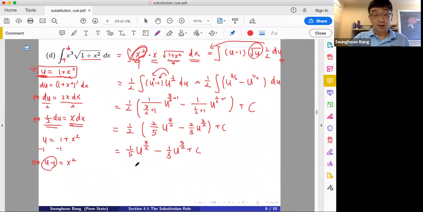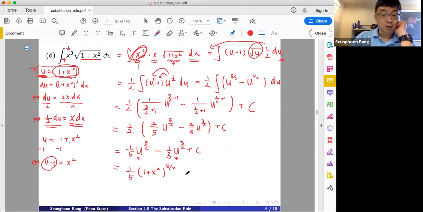Plus c. The last step, you can change back. What was u? It was 1 plus x squared. You can plug 1 plus x squared into u. So the final answer is 1 over 5 times 1 plus x squared to the power 5 over 2, minus 1/3 times 1 plus x squared to the power 3 over 2, plus c. So this is the final answer by using u substitution.